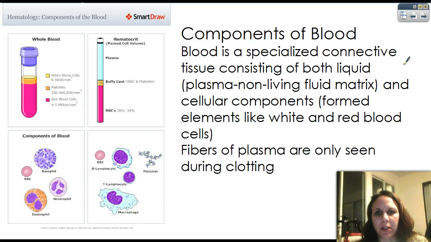There's two main components to blood. There is the non-living portion, which is the plasma, which contains a lot of water and proteins and nutrients. And then we have the cellular parts, which are the formed elements like white and red blood cells. So there's two halves, living and non-living parts. And then just like in every connective tissue, there's fibers. The fibers that we see in our blood only show up during clotting. Any other time we will not see them.